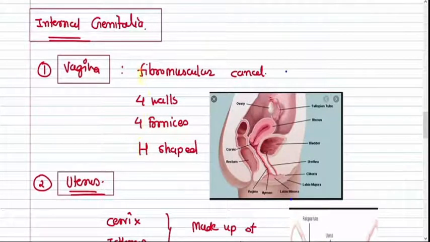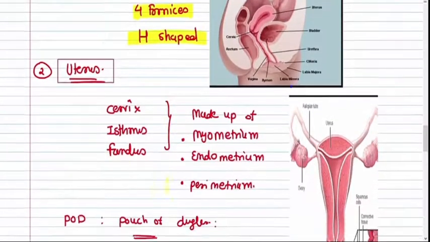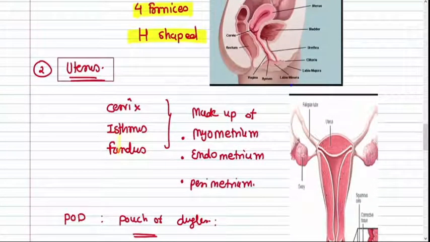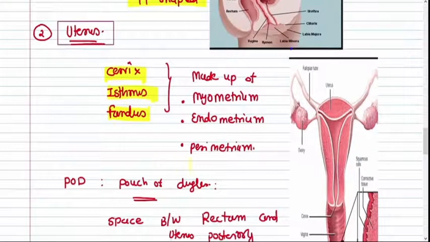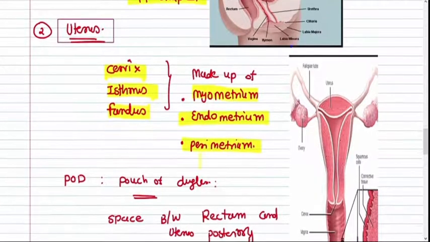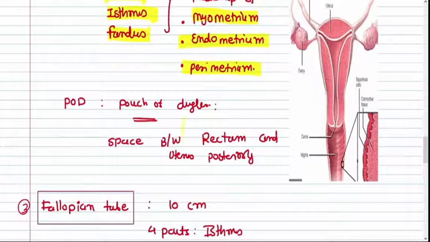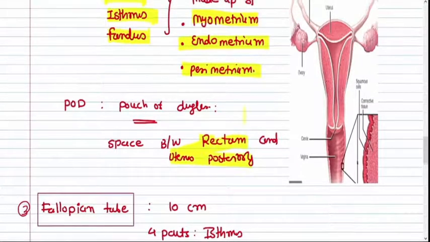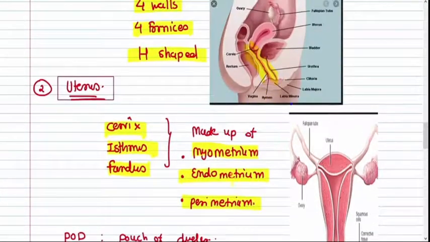The vagina is a fibromuscular canal consisting of 4 walls and 4 fornices, and on cross section it is H-shaped. Now let's talk about the uterus. It consists of the cervix, isthmus, and fundus, and is made of 3 different layers: perimetrium, myometrium, and endometrium. The pouch of Douglas is the space between the rectum and uterus posteriorly.